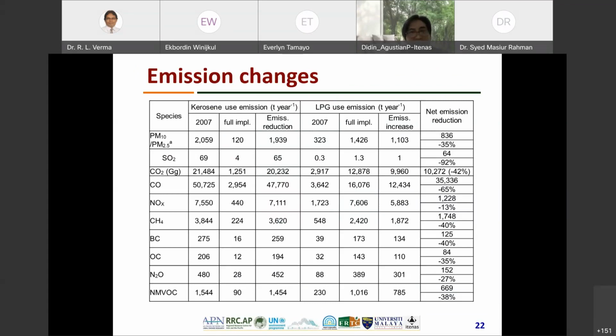So as we can see here, varied by species, we estimate the net emission reductions of kerosene use and then LPG use from 3 different periods, and then estimate the net emission reduction. For example, for PM 2.5 and PM 10, we achieve a 35% reduction from the initial emission in 2010, for the base year.